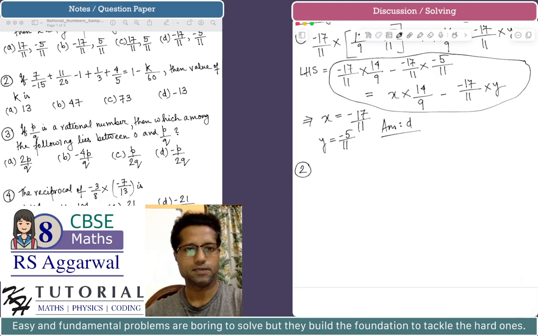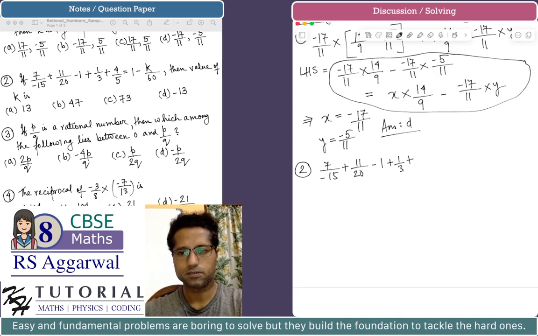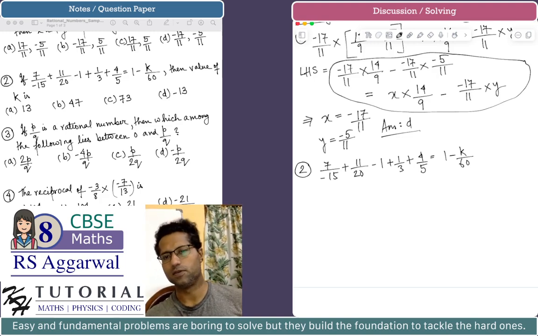Problem number 2 says that we are also given an equality. It is given that 7 by minus 15 plus 11 by 20 minus 1 plus 1 by 3 plus 4 by 5 is equal to 1 minus k by 60. Then from this we have to find the value of k. If you observe properly, this is nothing but a linear equation in one variable, that is k, and you have to solve for k.